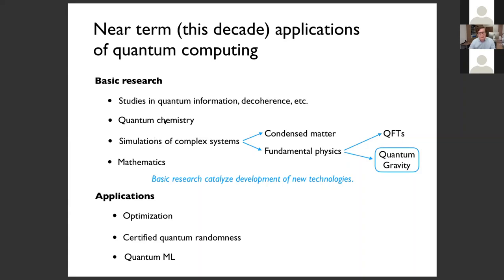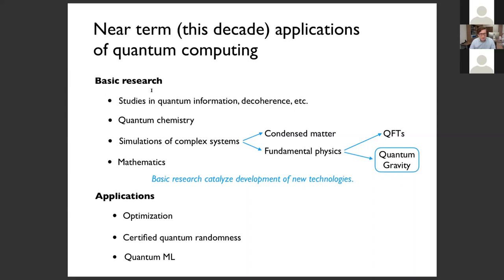Another domain pretty related to quantum chemistry is the simulation of physical systems, to which quantum chemistry systems actually belong. Within this domain, I could distinguish two subsets. One concerns condensed matter systems, like spin systems, which describe different states of matter. Another concerns fundamental physics, especially quantum field theories, which are our tools to describe the basic properties of matter and interactions. And another domain is quantum gravity. Today I'm going to focus on quantum gravity, which is an attempt to capture the quantum properties of gravity.